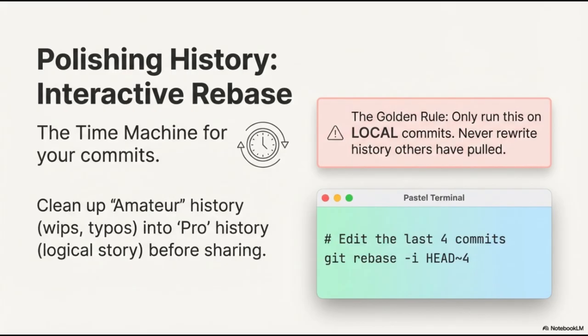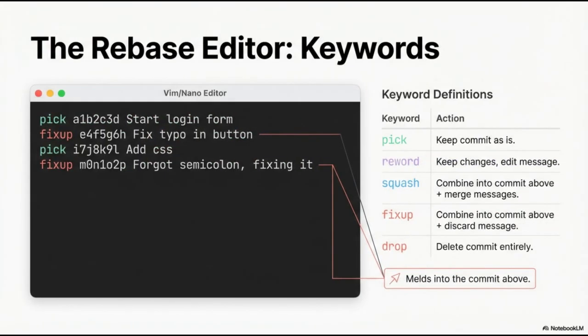To begin refining your history, you can use the command shown here, git rebase -i HEAD~4. This opens an interactive session to edit and organize your last 4 commits, ensuring your final contribution is polished and professional. When working within the interactive rebase editor, you use specific keywords to manage your commit history.